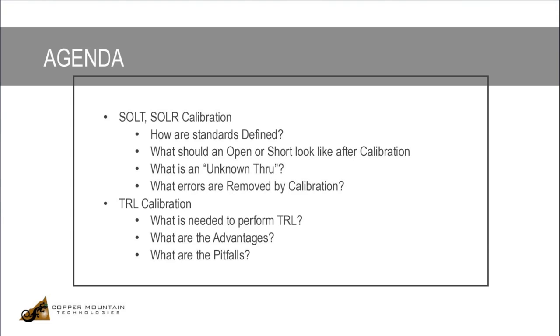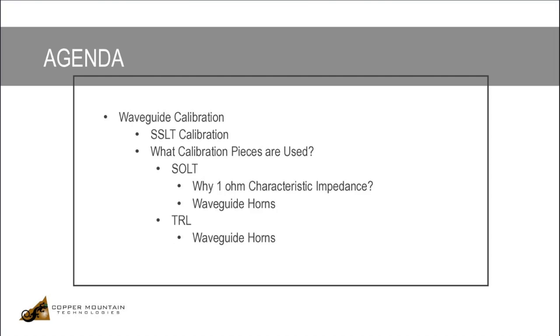Then we'll talk about TRL. What is needed to perform TRL calibration? What are the advantages? What are the pitfalls? And then waveguide calibration, SSLT, short load through. What calibration pieces are used? For waveguide, we can do an SOLT-like calibration. And of course, we can do TRL.